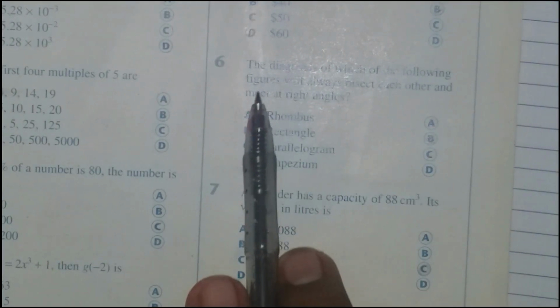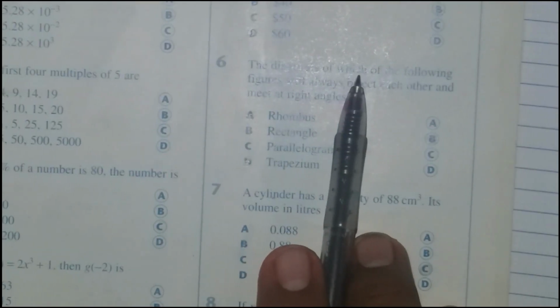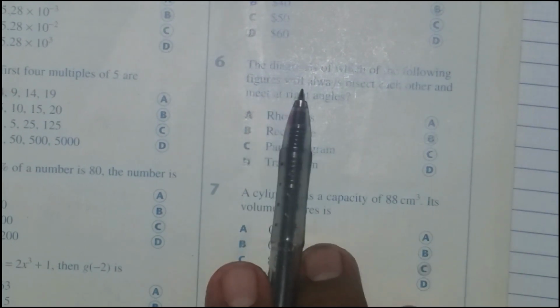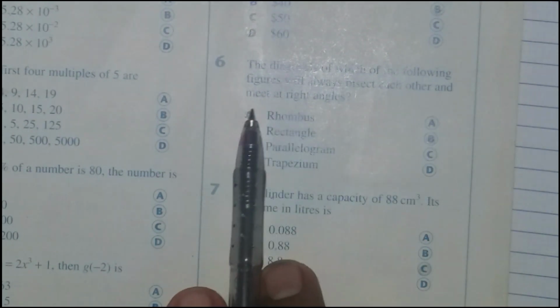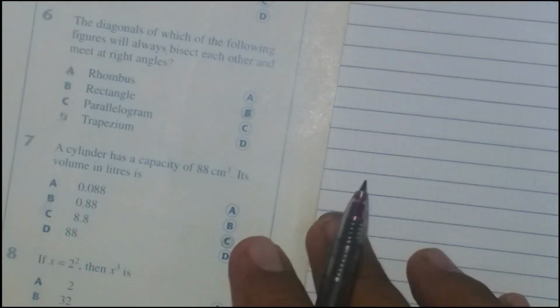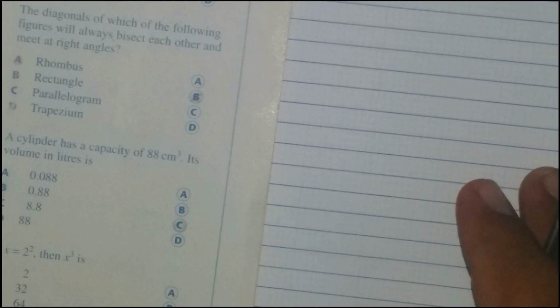Oh, sorry, not the diagonals. Of the following figures, which will always bisect each other and meet at right angles? So from the diagrams below, which one of the diagrams will bisect and meet at 90 degrees? Is it a rhombus? Is it a rectangle? Is it a parallelogram? Or is it a trapezium?